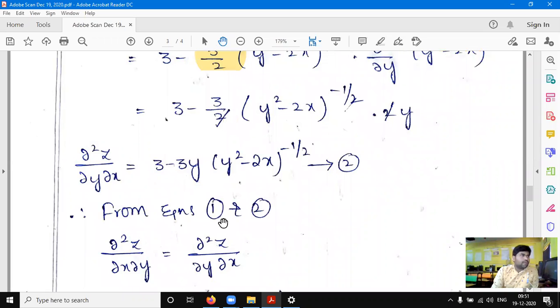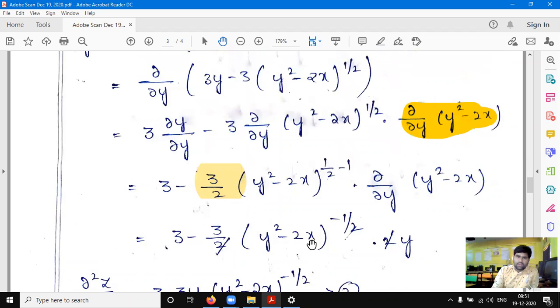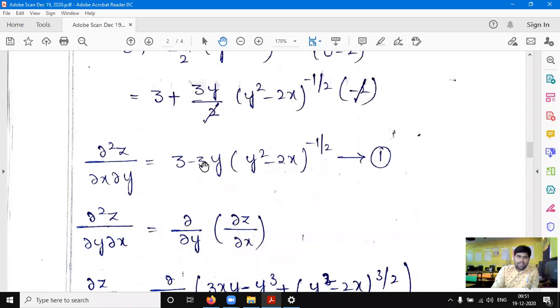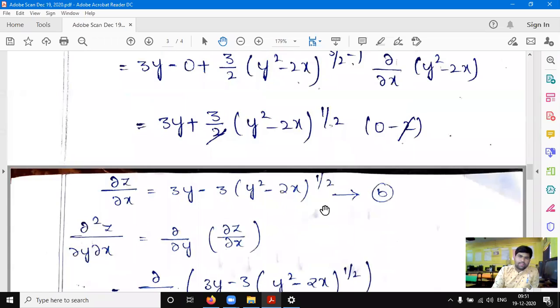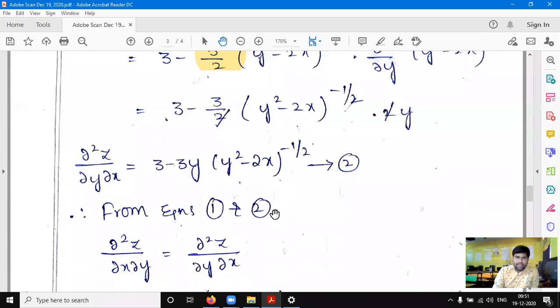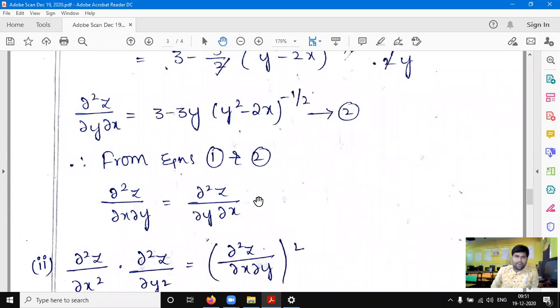So therefore, from equation number 1 and 2, dou square z by dou x dou y is equal to dou square z by dou y dou x. See, equation number 2 is 3 minus 3y into (y square minus 2x) whole to the power of minus 1 by 2. Next, equation number 1 is also 3 minus 3y into (y square minus 2x) whole to the power of minus 1 by 2. So equation number 1 and equation number 2 are the same. If the RHS are the same, then the LHS is also the same. So what are the LHS?